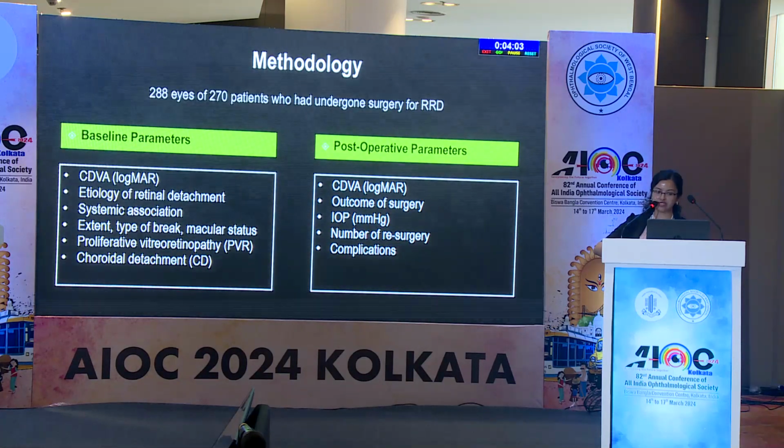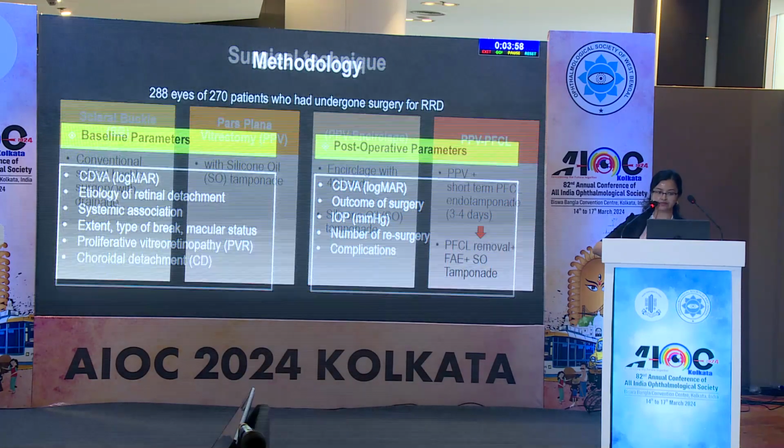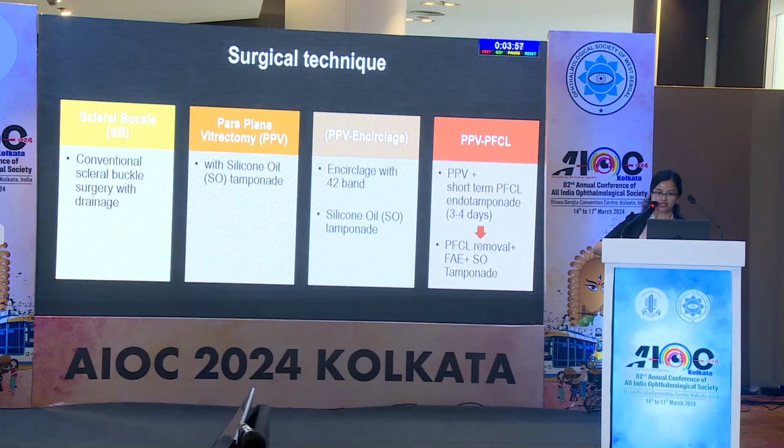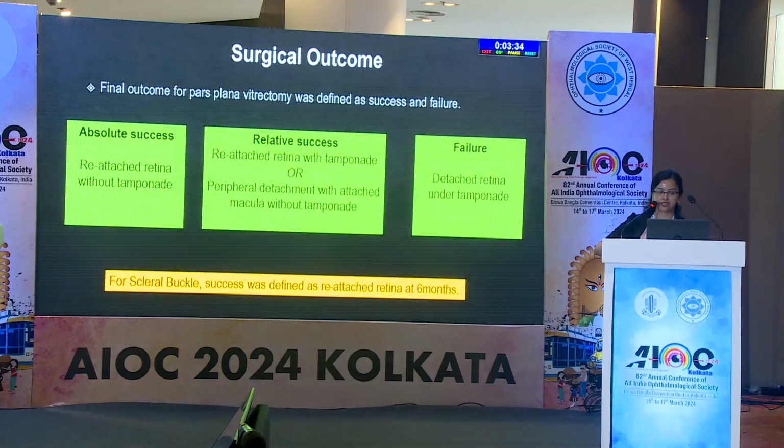288 eyes of 270 patients were recruited, and the following parameters were noted. The patients underwent either of the following surgeries as per surgeon's discretion: conventional scleral buckling, or pars plana vitrectomy with silicone oil tamponade, along with encirclage of 42 band and pars plana vitrectomy and silicone oil tamponade, and pars plana vitrectomy along with short-term PFCL tamponade for 3 to 4 days, followed by PFCL removal and silicone oil tamponade.